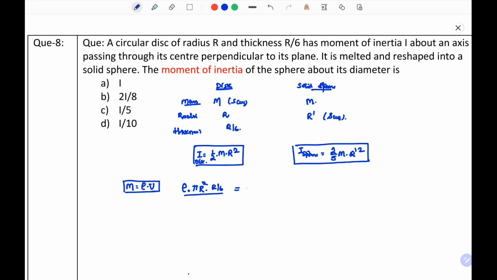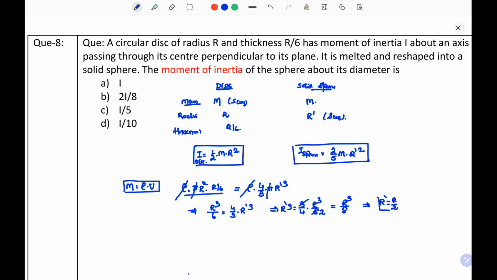On reshaping, the mass remains the same, so it will be equal to density into the volume of the sphere, which is 4 by 3 pi r dash cube. Therefore, rho and rho get cancelled, pi and pi get cancelled. We will have r cube by 6 equal to 4 by 3 into r dash cube. This implies that r dash cube will be equal to 3 by 4 into r cube by 6. It gets cancelled by 2, and we will have r cube by 8. This implies that r dash is equal to r by 2.